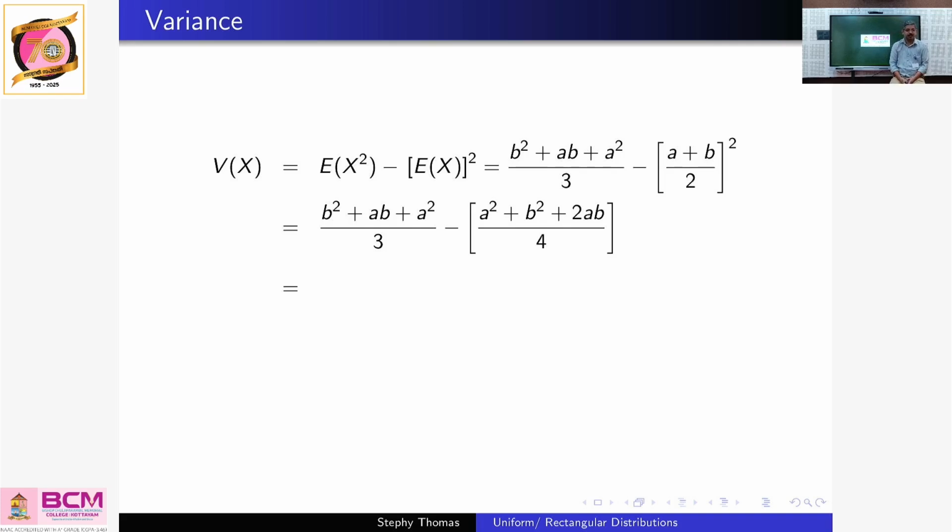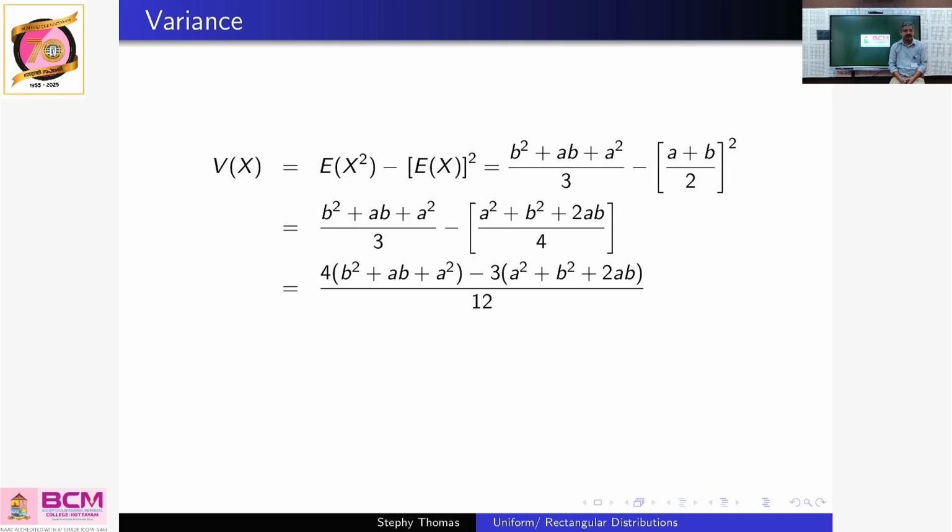So that is equal to, now we can see that we will go for the LCM on both sides. So to solve this one, we can see that the LCM of 4 and 3 is 12. So it becomes 4 into b square plus ab plus a square minus 3 into a square plus b square plus 2ab, divided by 12.